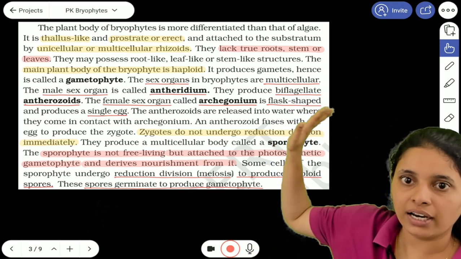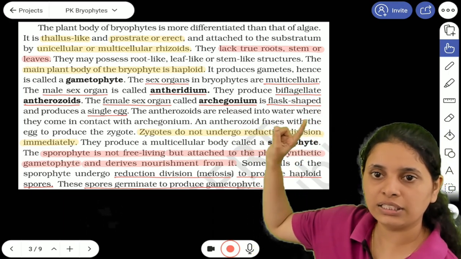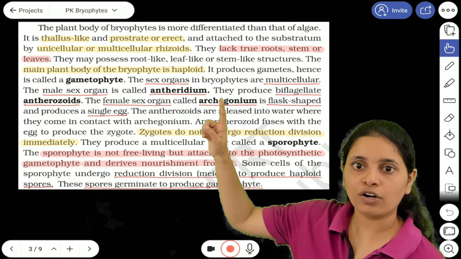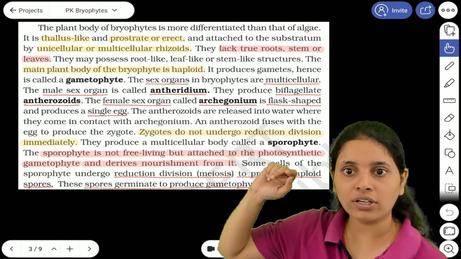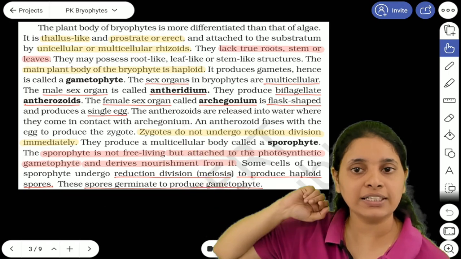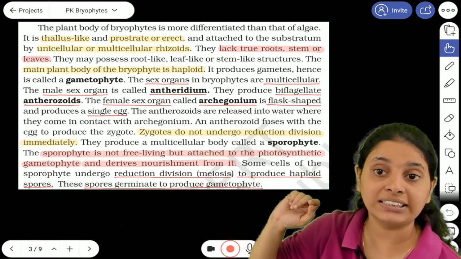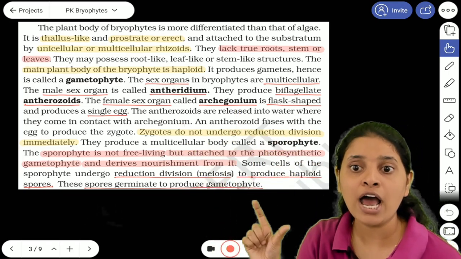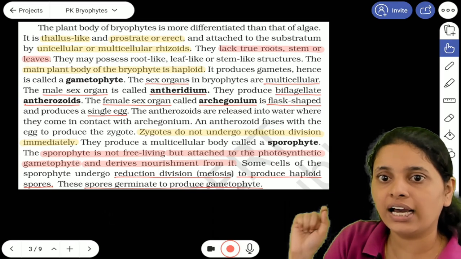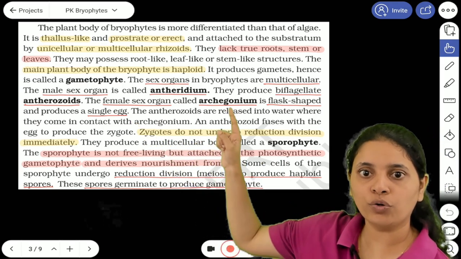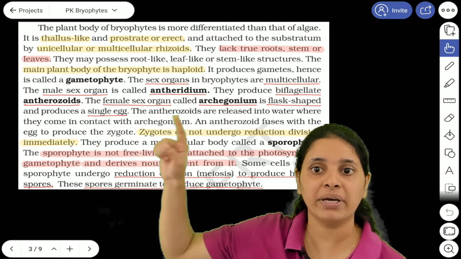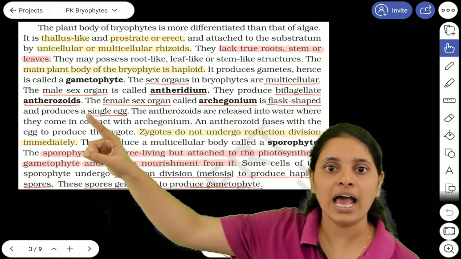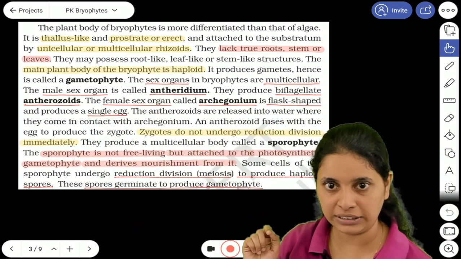जैकेटेड। आप पहले इतना याद रखो, ये इंपॉर्टेंट है। सेक्स ऑर्गन्स in bryophytes are multicellular, they are called antheridium and archegonium, right? Antheridium is the male sex organ and archegonium is the female sex organ. This archegonium is flask shaped. शेप कैसे होता है? फ्लास्क शेप होता है, ठीक है, जिसके अंदर एग सेल होगा। आर्चिगोनियम के अंदर एक सिंगल एग होगा and antheridium जो है it produces many biflagellate antherozoids, that is the male gametes.